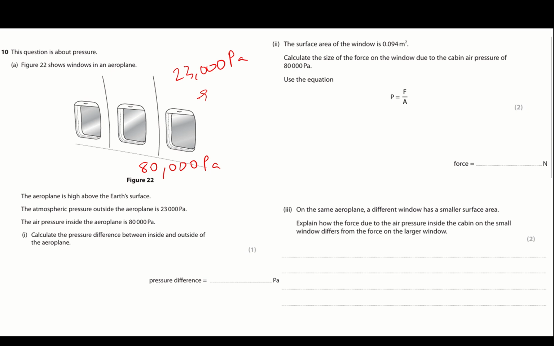Calculate the pressure difference inside and outside the aeroplane. So you've just got to take those two numbers away from each other. 57,000 pascals.